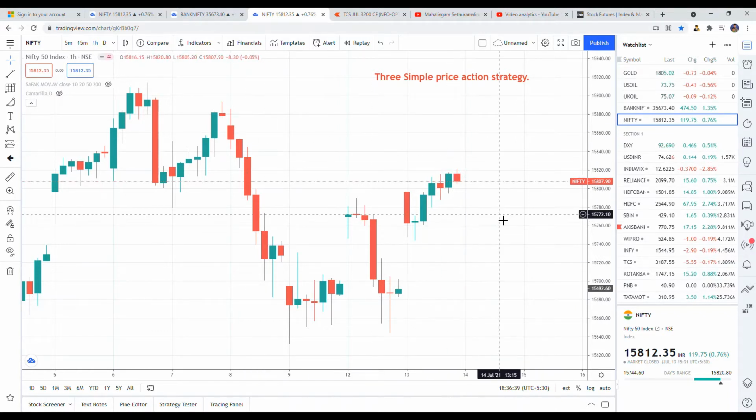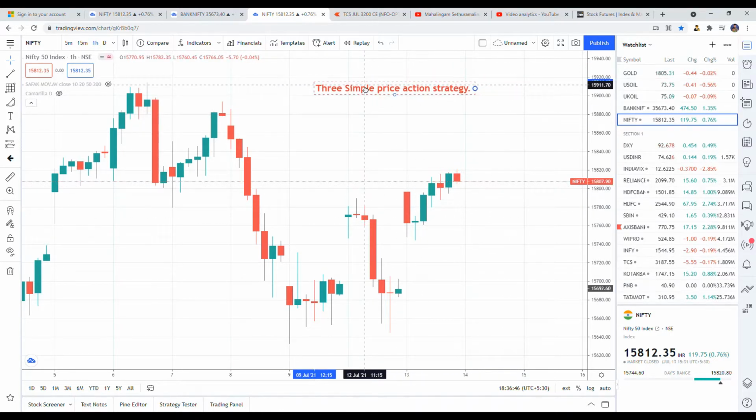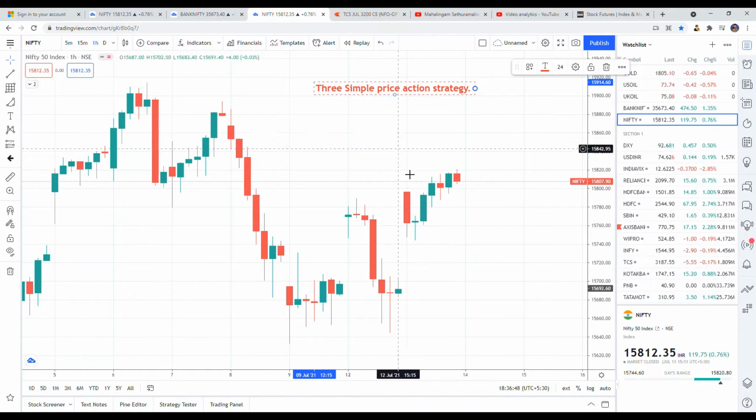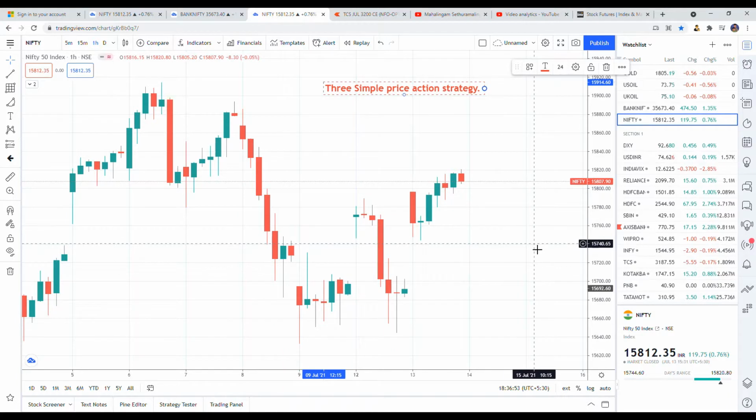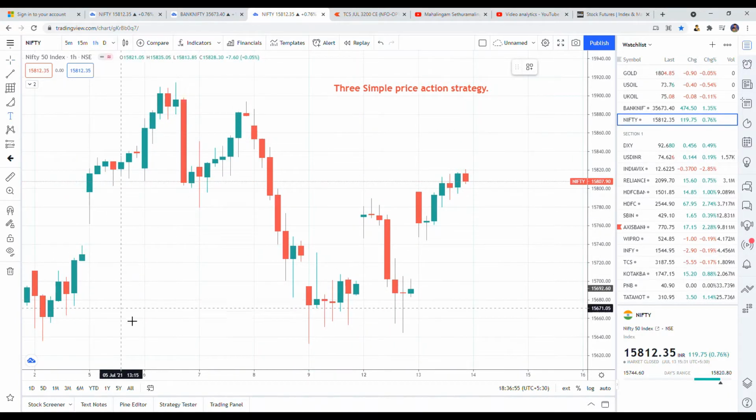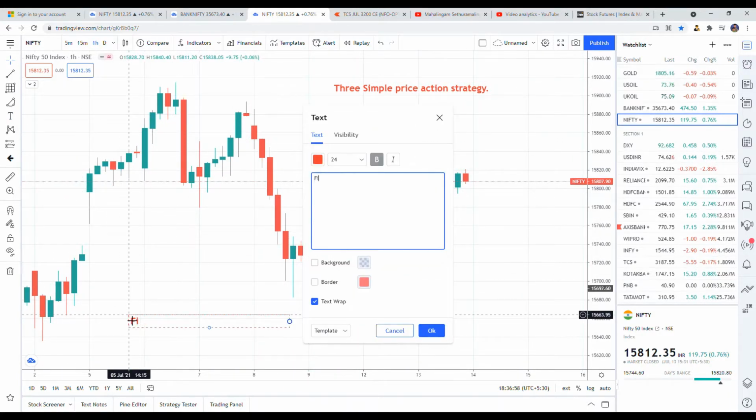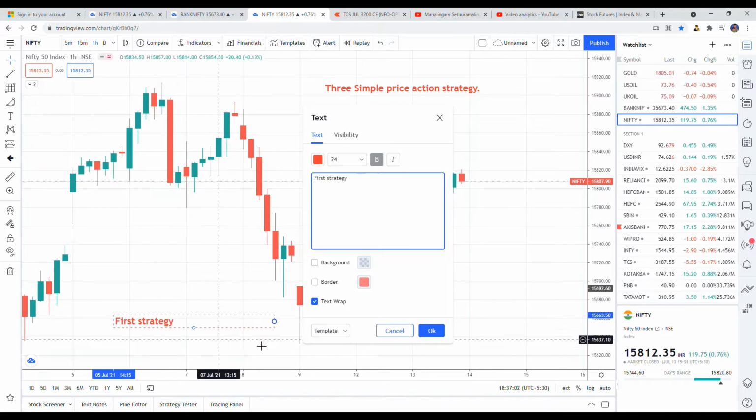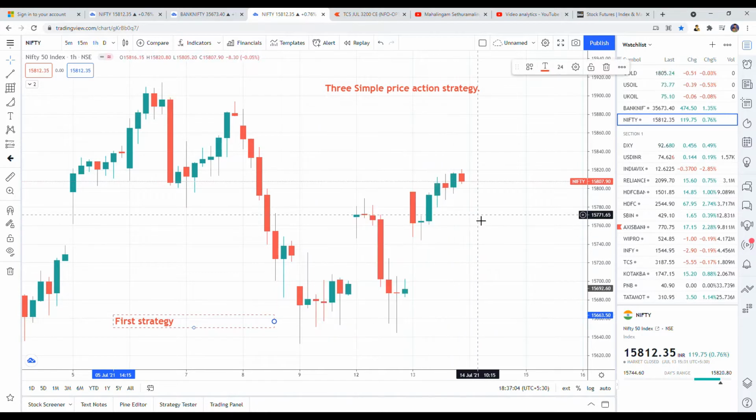I am going to explain three simple price action strategies. You can easily find out the support and resistance. Okay, so the NACD chart will be the first strategy. The NACD chart, what you can see without any indicator. Okay, very simple. How you will mark the support and resistance.